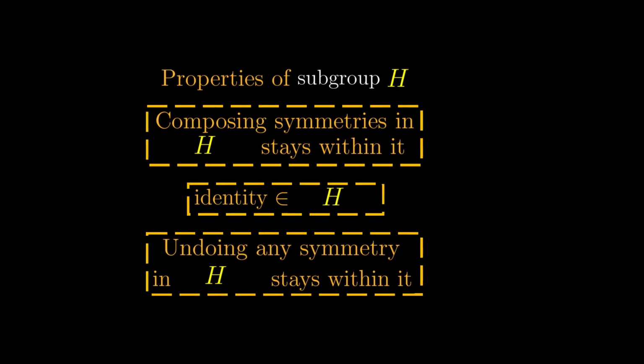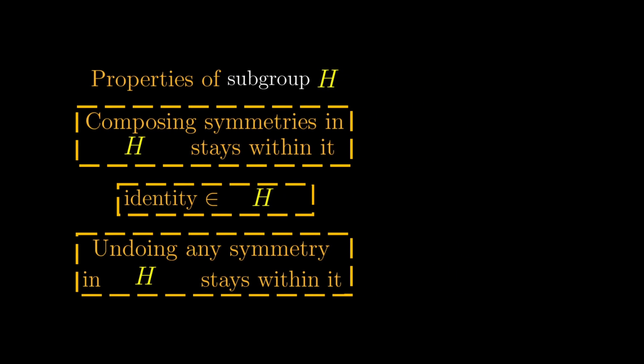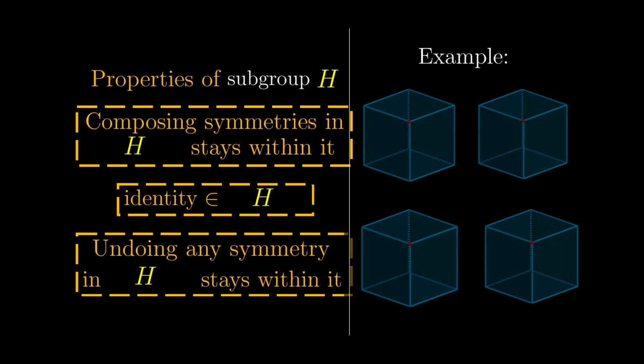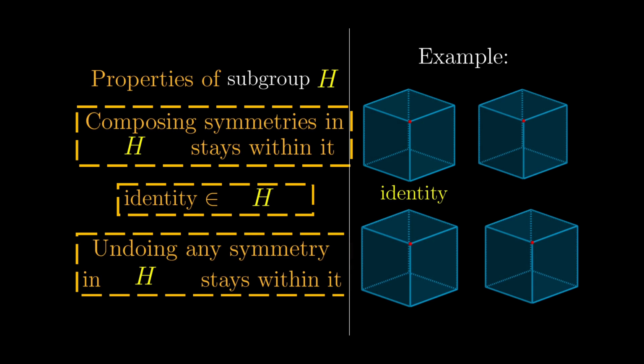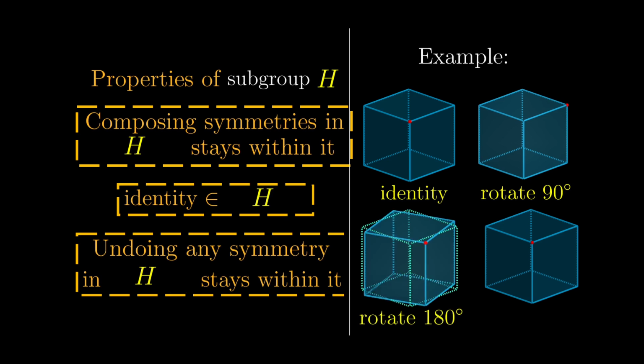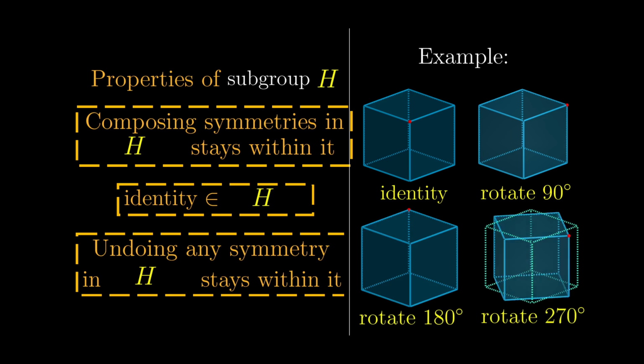To make the concept of a subgroup and ultimately normal subgroups more concrete, here is a non-trivial example. We will consider a subset of symmetries of cubes. Of course, the identity has to be there, it is in one of these properties. Then another symmetry in this subgroup is rotating by 90 degrees. We also have rotation by 180 degrees as well as by 270 degrees.